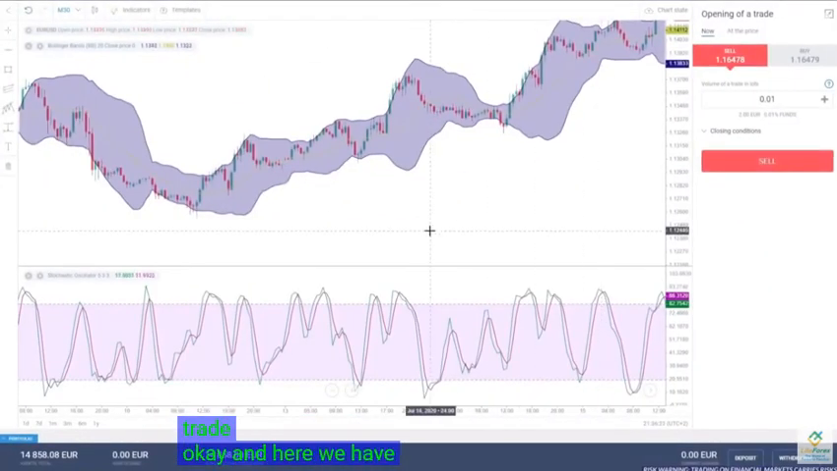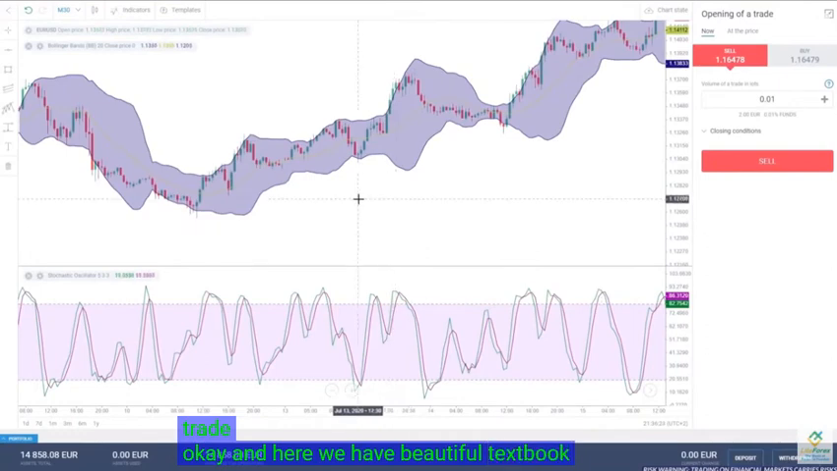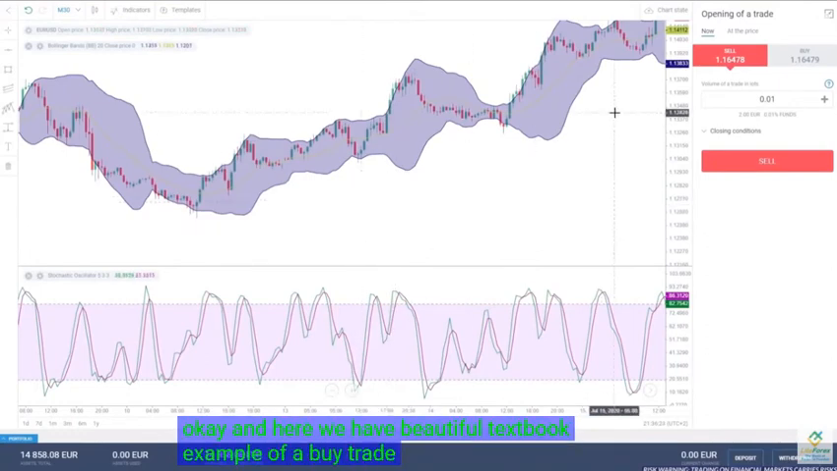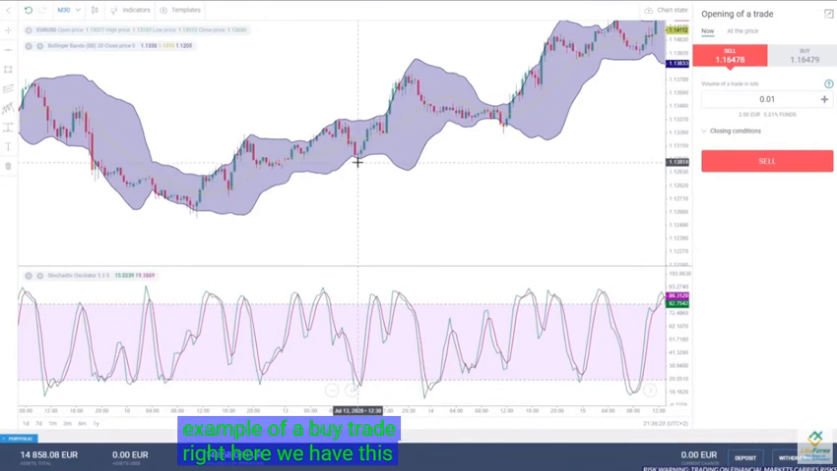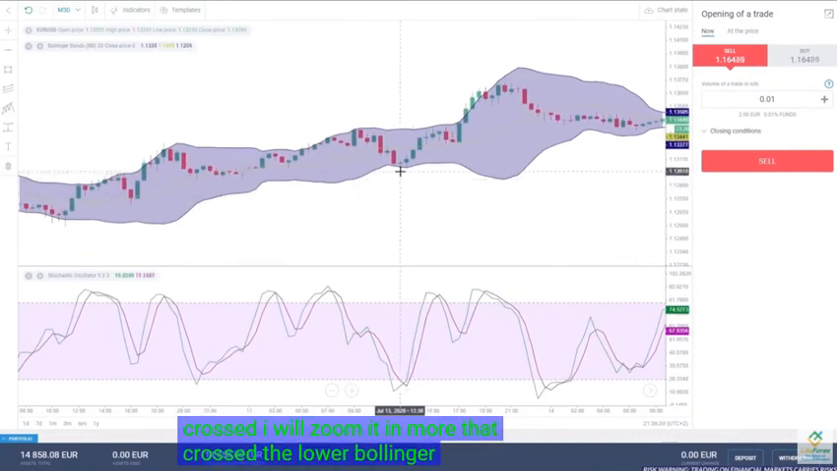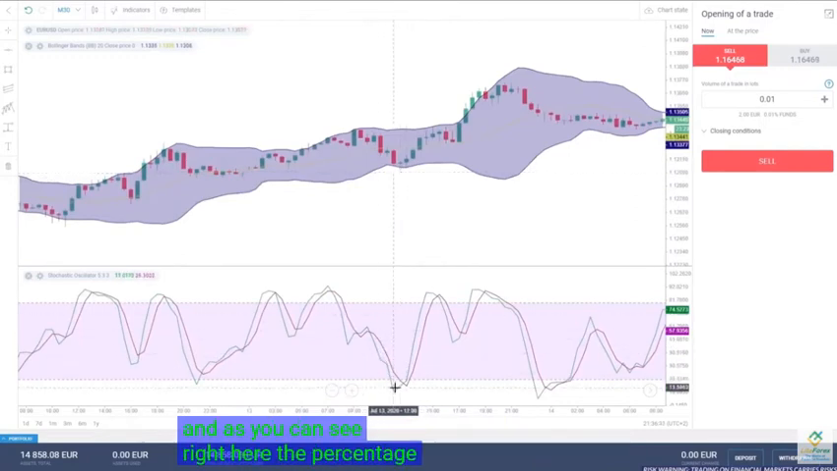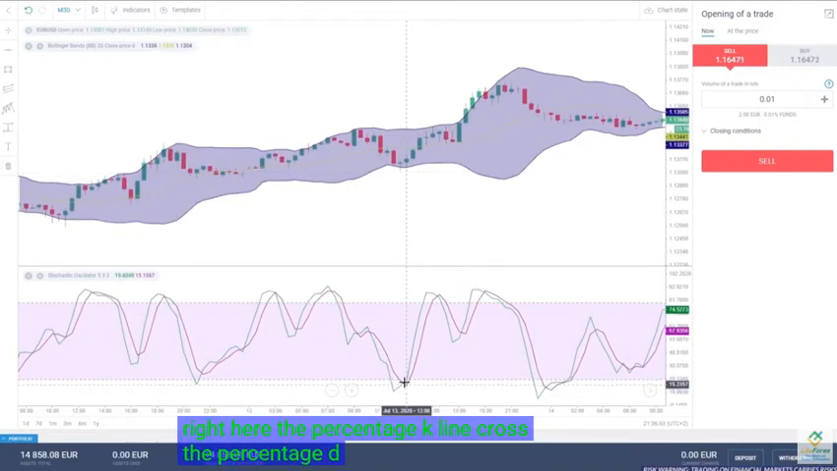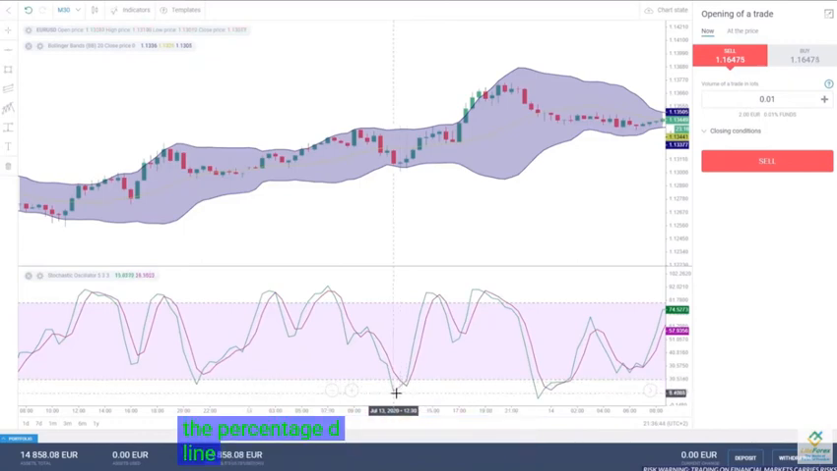Okay, and here we have a beautiful textbook example of a buy trade. Right here we have this green candle that crossed, I will zoom in more, the lower Bollinger Band, and as you can see right here, the percentage K line crossed the percentage D line bottom up below 20%.